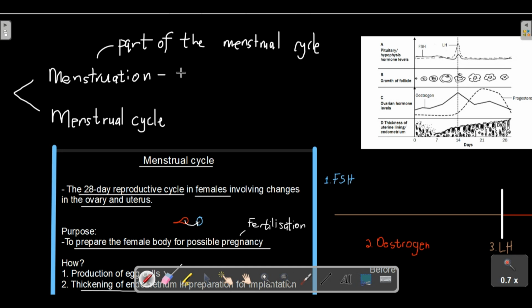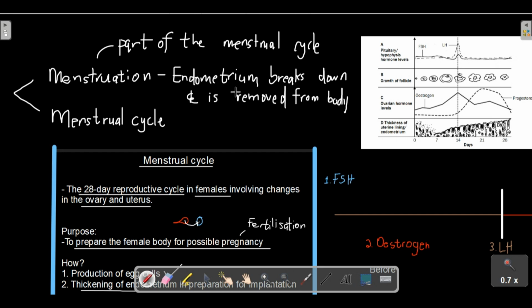Menstruation is when the endometrium breaks down and there's a discharge of blood due to the many blood vessels that make up the endometrium. So this is an event, guys, and it is part of the menstrual cycle. Menstruation again is the removal of the endometrium tissue due to failure of fertilization. When fertilization does not occur, then menstruation results.